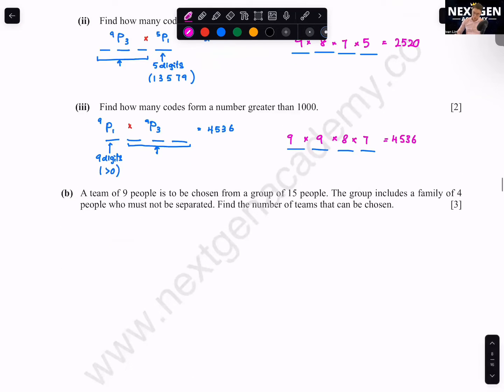Okay, next one. A team of 9 people is to be chosen from a group of 15 people. This group includes a family of 4 people who must not be separated. Find the number of teams that can be chosen. So you see here, when you see the word chosen, chosen normally is a combination type of question already. C is choose. Now you have the restriction that 4 persons need to be together. So what is the condition that we put inside when we do the calculation of the arrangement? You can put one of it inside the 9 people with the family. The other one is without the family. That means we exclude them.